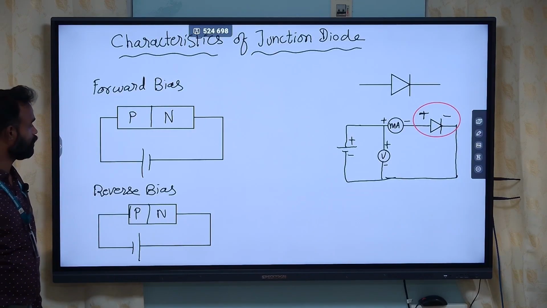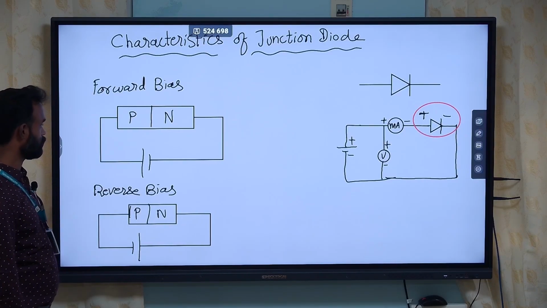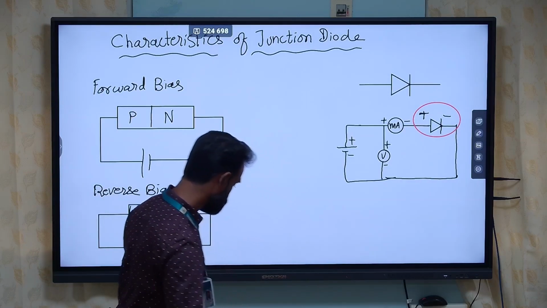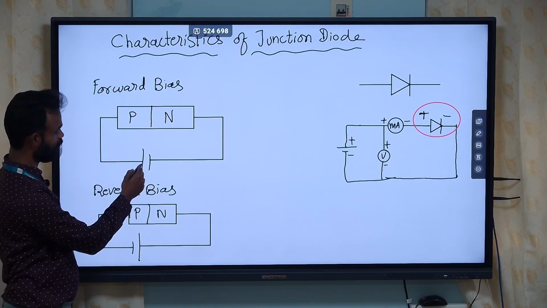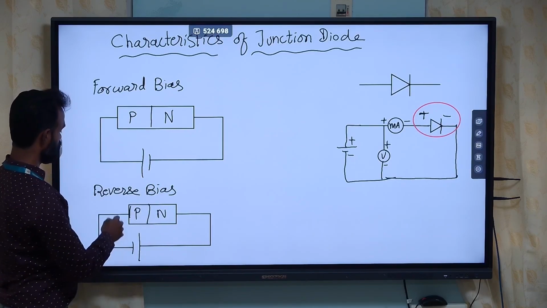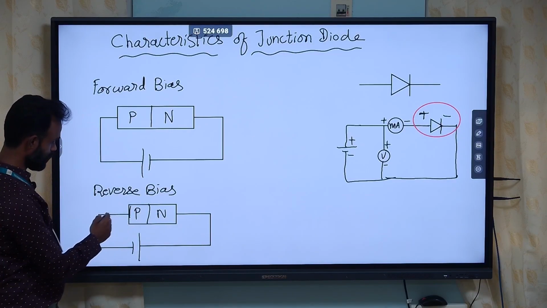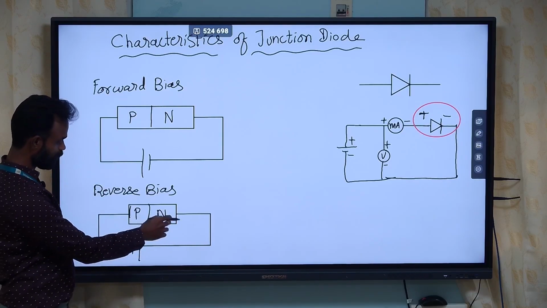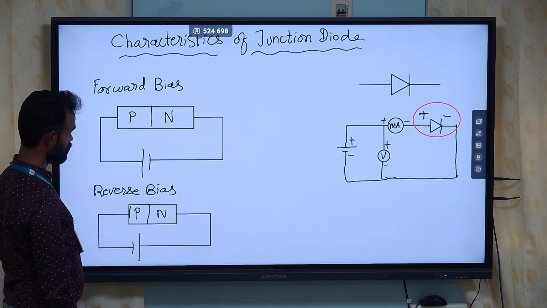Here we have two circuits, that is forward bias and reverse bias. Forward bias, which means the positive of the diode is connected with the positive terminal of the power supply, and the negative is connected to the negative terminal of the power supply. Likewise, reverse bias, which means positive of the diode is connected to the negative of the power supply, and negative of the diode is connected to the positive terminal of the power supply. These are the two different connections.